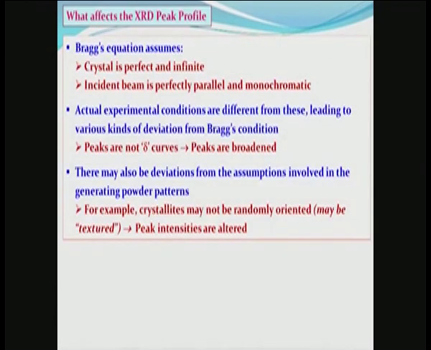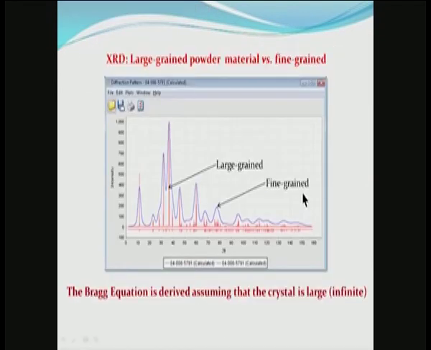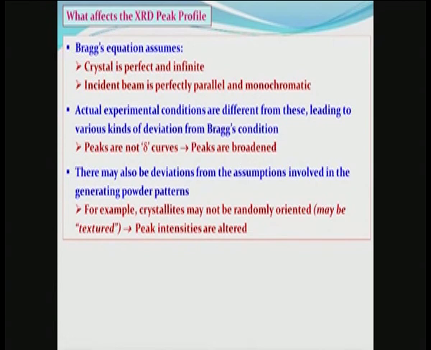Now, what really determines or affects the XRD peak profile? As I said, Bragg's equation assumes, the derivation assumes that the crystal is perfect and infinite and that the incident beam is perfectly parallel and monochromatic. The actual experimental conditions are usually different from these, leading to various kinds of deviation from the Bragg's condition. So, peaks are not delta curves, that is, peaks are not sharp as indicated by the red lines over here. Therefore, the peaks are broadened from these delta curves.